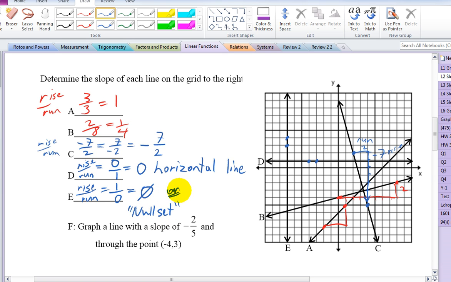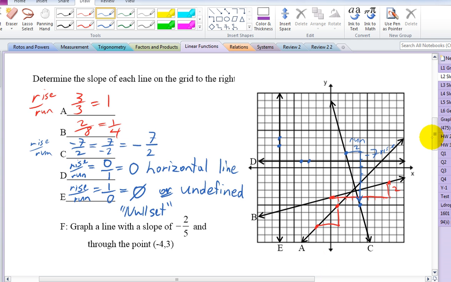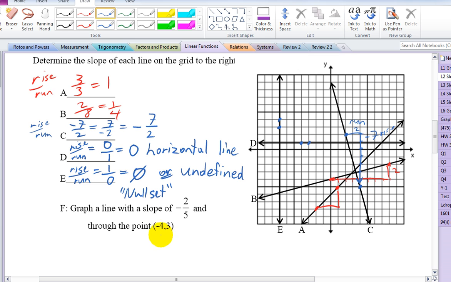Or you can also see sometimes the word undefined. You should be able to answer either of those. Okay, null set or undefined. Okay, good. So what we're going to do now, for any questions about those two? Those are special cases, aren't they? Yep, Harla?